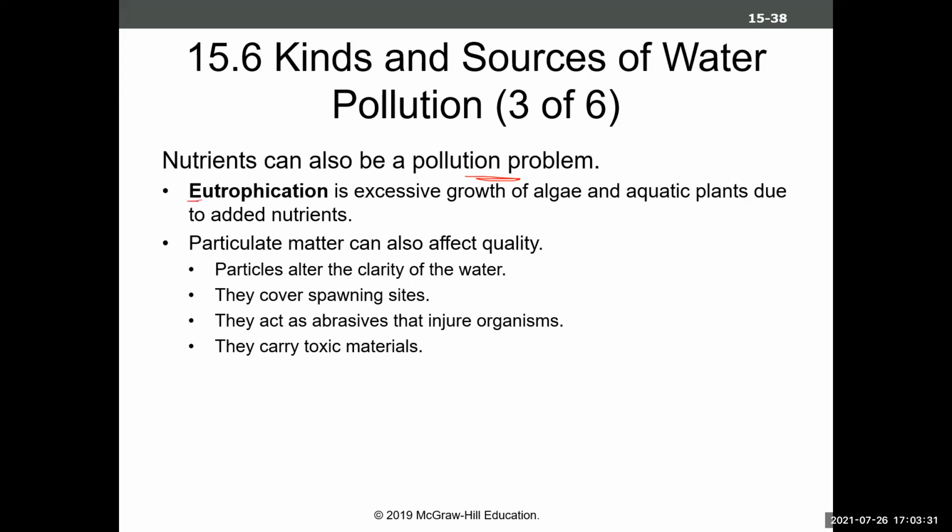And so you get what's known as eutrophication to happen. And that excessive growth can cause the water clarity to go down. It could cover spawning sites of certain species. They can be abrasives. They can become thick and injure organisms. Those algae, those phytoplankton can also carry toxic materials, but it also adds to the organic matter.